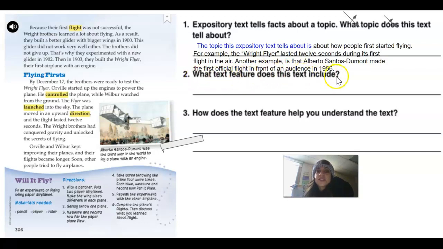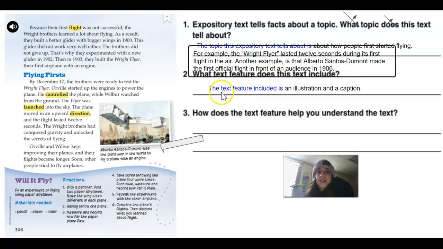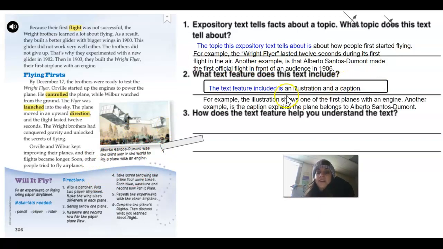What text feature does this text include? Look at how we restate the question. The text feature included is an illustration and a caption. Now we need to support that with evidence. For example, the illustration shows one of the first planes with an engine. Here's one of the first planes with an engine. Another example is the caption explains the plane belongs to Alberto Santos Dumont.